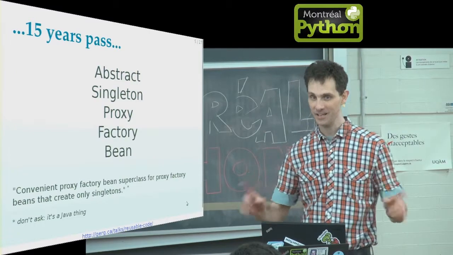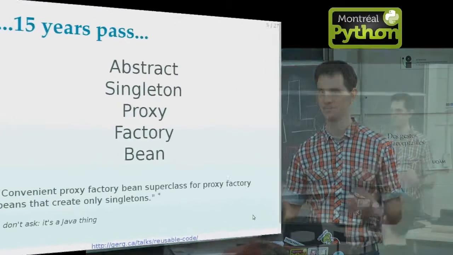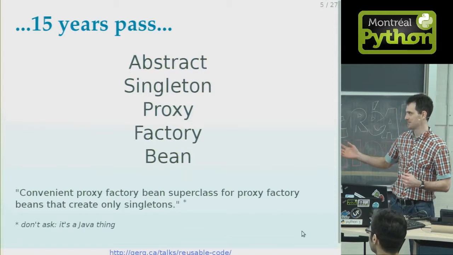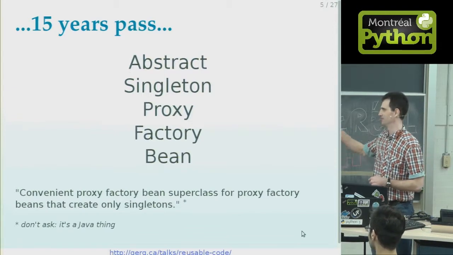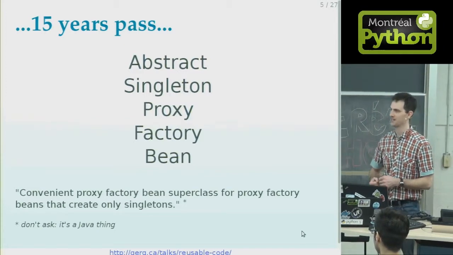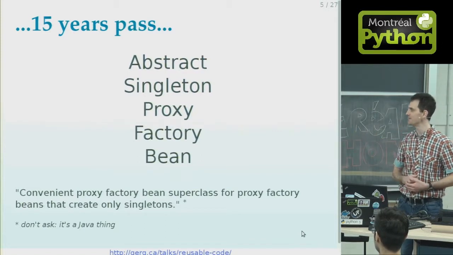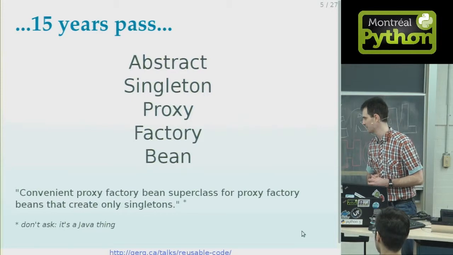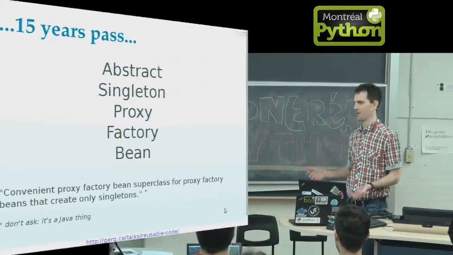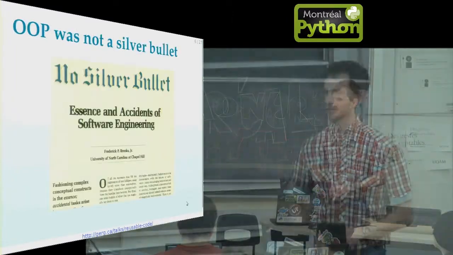In fact, if you drink the Kool-Aid for long enough, if you believe that with all your heart, despite the evidence, after 15 years, you will write something called Abstract Singleton Proxy Factory Bean, which came out of the Java community about 6 or 8 years ago. If you don't understand what an Abstract Singleton Proxy Factory Bean is, that's okay. You just have to read the documentation, which clearly explains that it is a convenient Proxy Factory Bean superclass for Proxy Factory Beans that create only singletons. Obvious, right? This is why I don't speak at Java conferences, because they would lynch me.